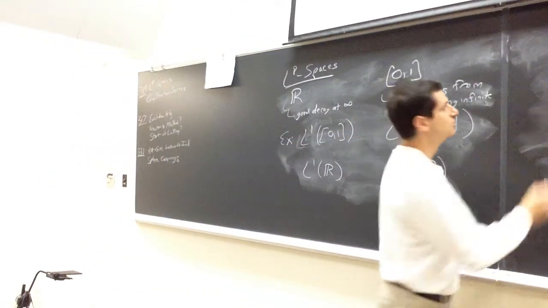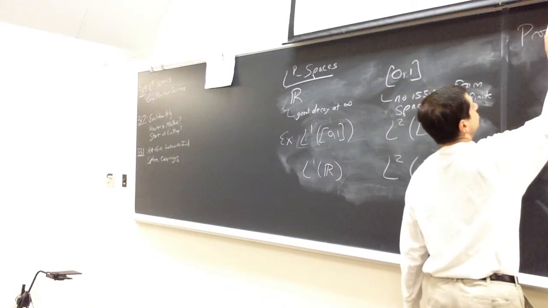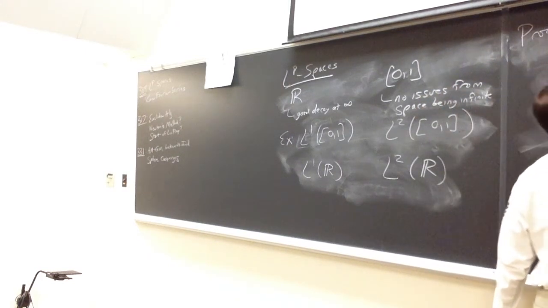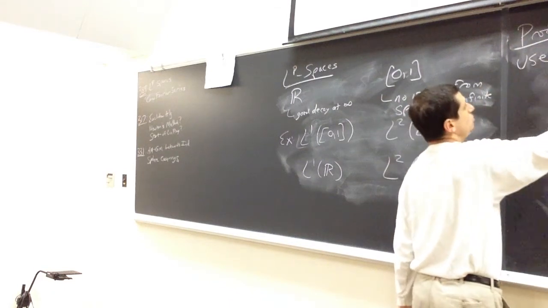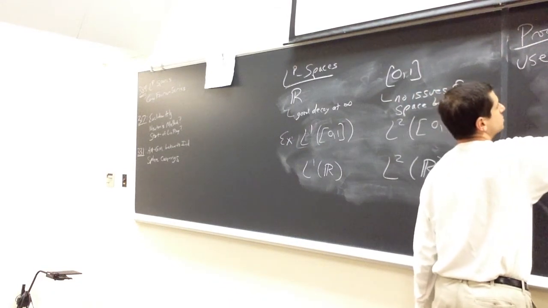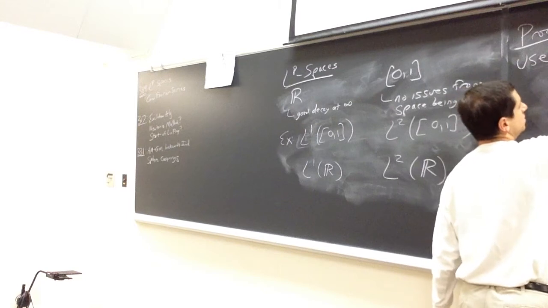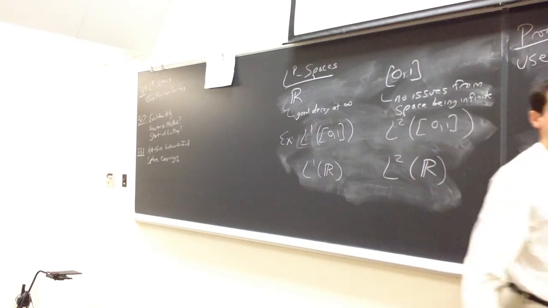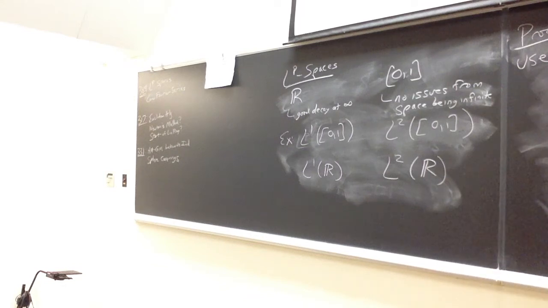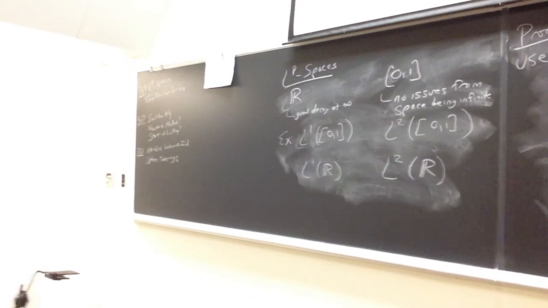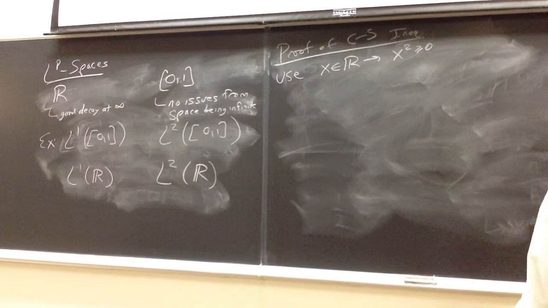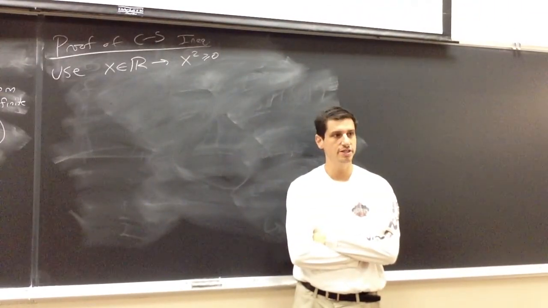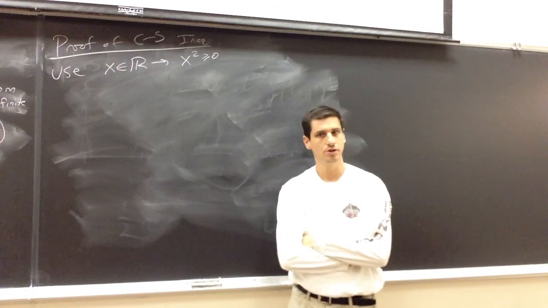All right. So proof of Cauchy-Schwarz inequality. We use x in R implies x squared is greater than or equal to 0. This is considered by many to be one of the most useful inequalities in all of mathematics. Okay? So now the question is, how do we use something like this?